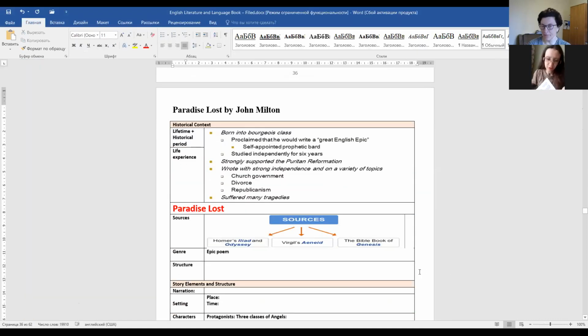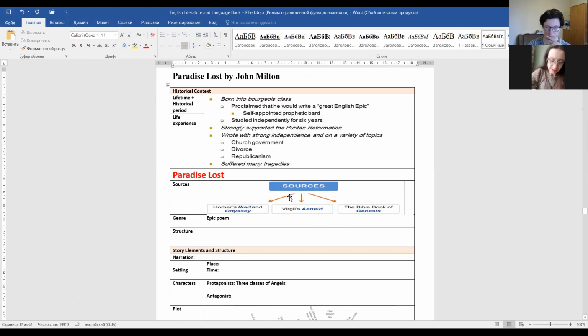Beowulf. Yeah. So the main epic poem was Beowulf, but this epic poem greatly differs. Let's talk about the sources of this poem. The sources of Paradise Lost are Homer's Iliad and Odyssey, Virgil's Aeneid, and the Bible Book of Genesis.